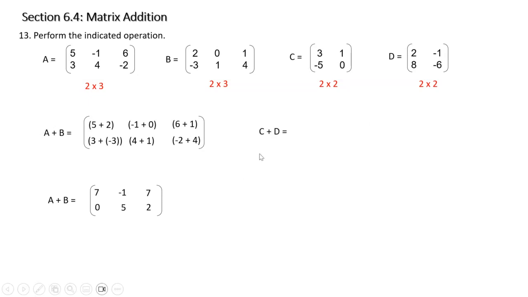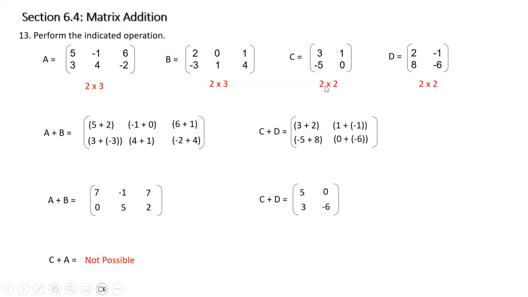Okay. Now, what's C plus D, right? Can we add C plus D? Yes, we can, because they're both a 2x2 matrix. So again, 3 plus 2, 1 plus negative 1, negative 5 plus 8, and 0 plus negative 6. That will give us 5, 0, 3, and negative 6. That's my result for the solution of the matrix C plus D. Now, can we add C plus A? I don't know. Are they the same size? C is 2x2 and A is 2x3. So this is not possible because they're not the same size.